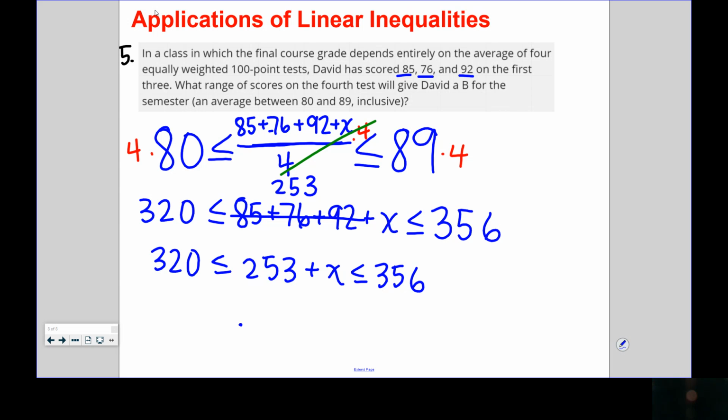Now we need to get X by itself, so what's our very last step? Good, subtract 253 from every side. So subtract 253 everywhere. It cancels in the middle. So what's 320 minus 253? 67. That's the lowest he can score to make a B. Less than or equal to X, less than or equal to, what is it? 103.